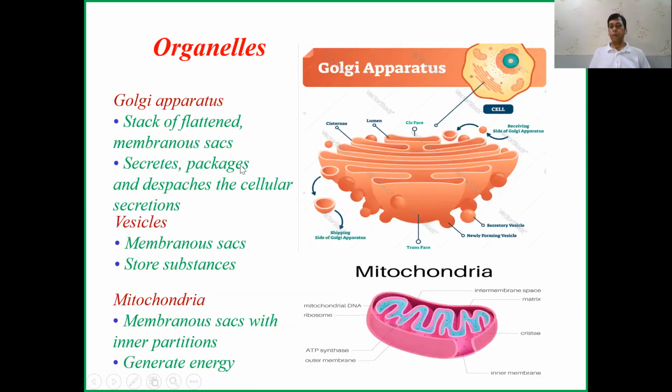Then the Golgi apparatus, the flat sac-like membrane. So this also secretes, packages, and dispatches the cellular secretion. So they work like movers and packers, packing and dispatching the things. And there is another, the vesicle, with membranous stored substances. So in our cell there is a storehouse also. If they have to store something somewhere, they will store. The compartment is there, and inside the compartment they can store something.